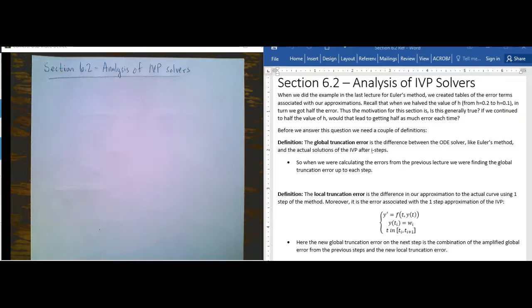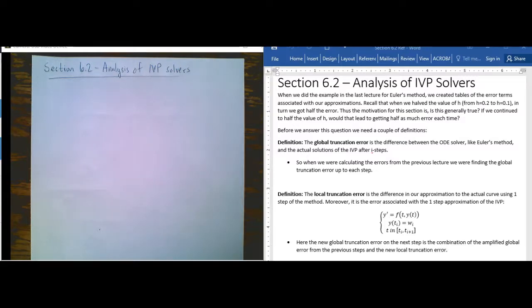And with one of our last examples, we looked at how changes in h affected our error. So we created tables of error terms associated with our approximations and the actual solution. Then we halved the value of h. I think it was from 0.2 to 0.1. And then we saw that we got half of the error as a result.